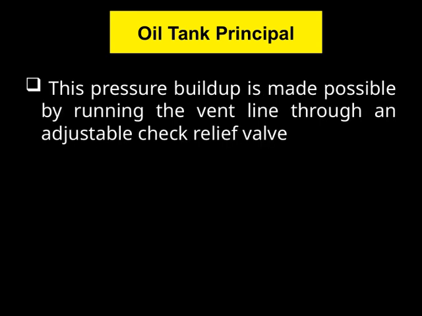This pressure buildup is made possible by running the vent line through an adjustable check relief valve. What this means is that we can control the pressure in the system more precisely. The check relief valve allows gases or vapors to escape when the pressure exceeds a certain limit, preventing overpressurization. The fact that it's adjustable gives us the flexibility to set the right pressure threshold for different operating conditions.